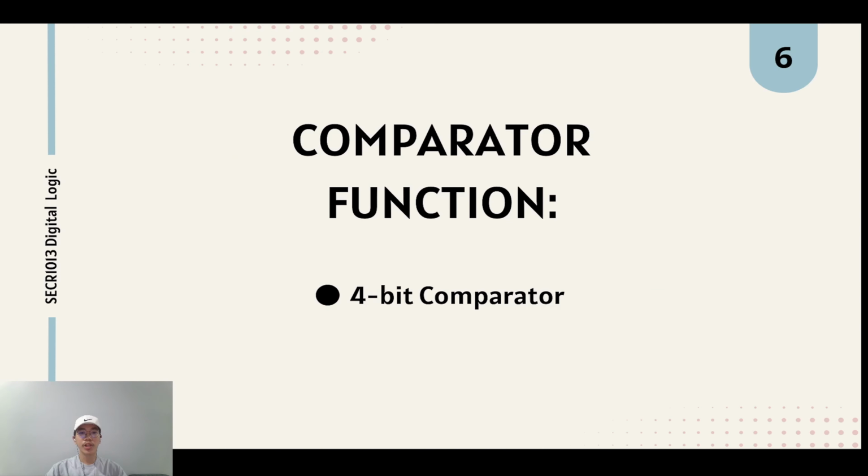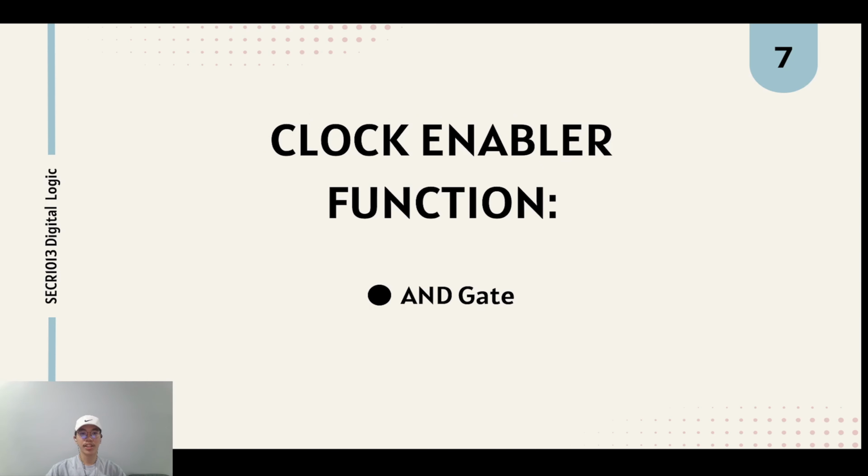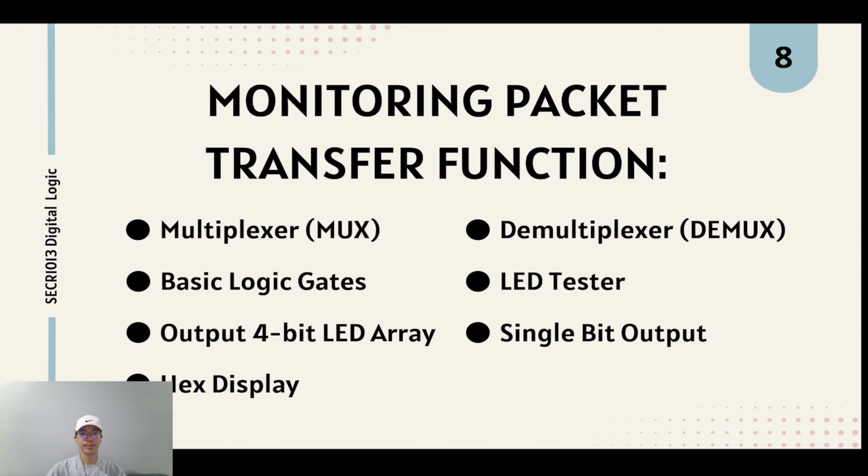Next up, we use comparator function. In this function, we used a 4-bit comparator only. Next, the clock enabler function. In this function, the AND gate is involved. Next is the monitoring packet transfer function. For this function, it is actually a combination of the previous functions.